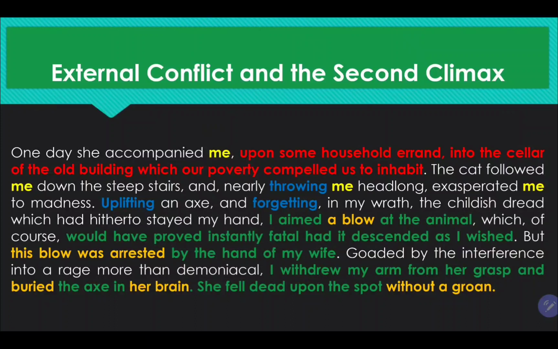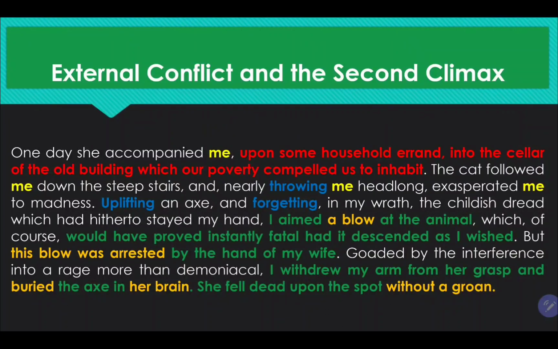Especially after killing the previous cat. He admits that poverty compels them to live in such an unsuitable residence when he said, "upon some household errand, into the cellar of the old building, which our poverty compelled us to inhabit." The narrator wants in this paragraph, in vain, to justify his evil deed by making himself the object in most of these sentences, preferring to use the pronoun me instead of I.